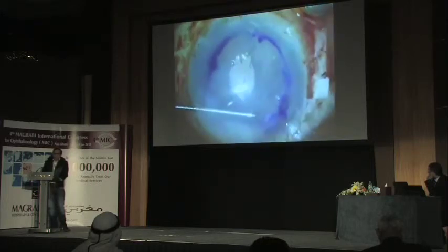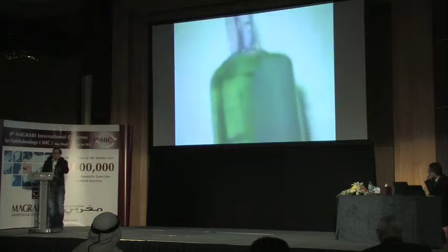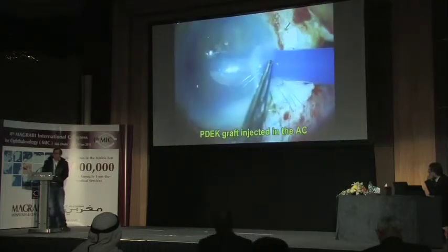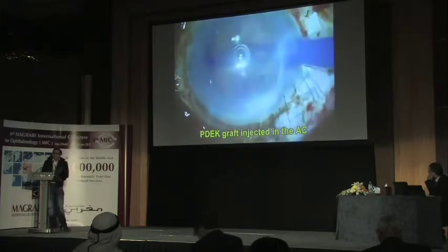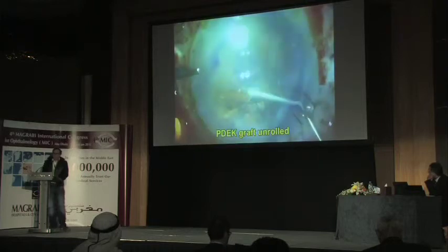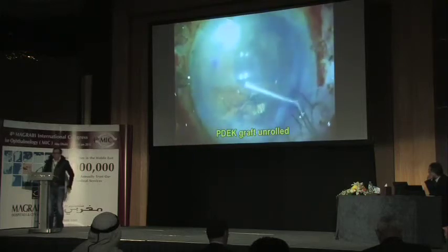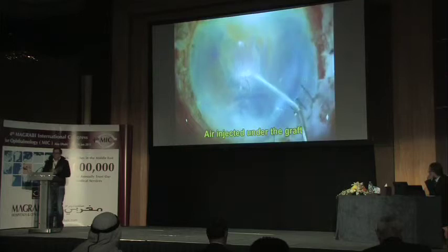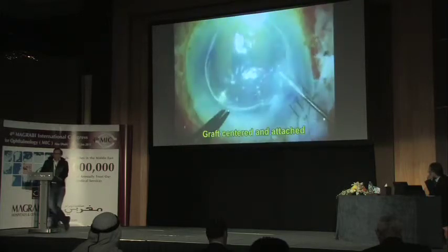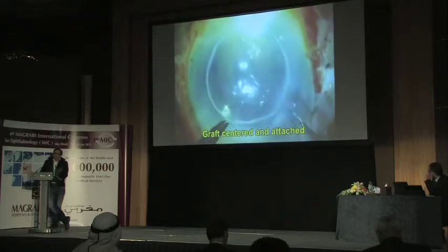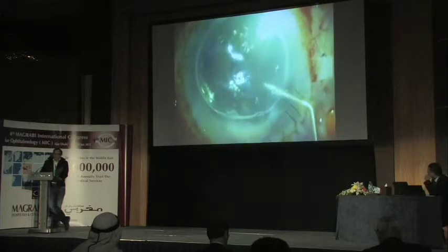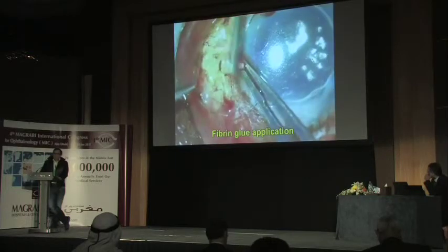Once my endothelium has come off, then I will take my graft, load it in the injector, inject it inside, and then unroll the graft. So you can see the injector injecting the graft inside. Once my graft is in place, then the game is simple. I just go in with the air, inject that air, tamponade that thing, and you'll see how the graft is looking when it's attached. Now apply the glue, seal everything down.